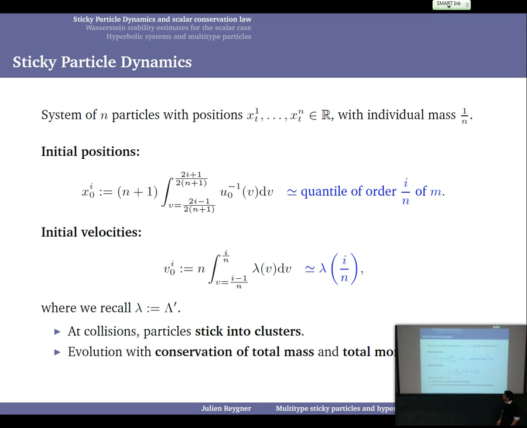So let me first define the initial positions of the particles by this little complicated formula, but for the moment it's not important what is this precise formula. You just have to understand that this is roughly the quantile of order i over n of the initial measure here. Here it is the initial position of the particle i. And so the point is I distribute my particles at the beginning so that they sample from the measure.